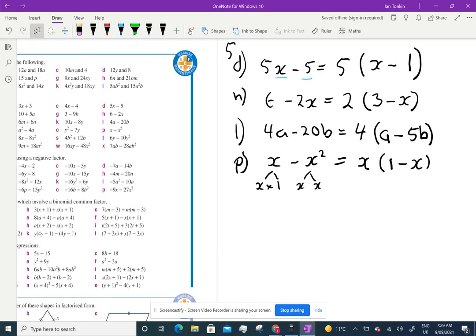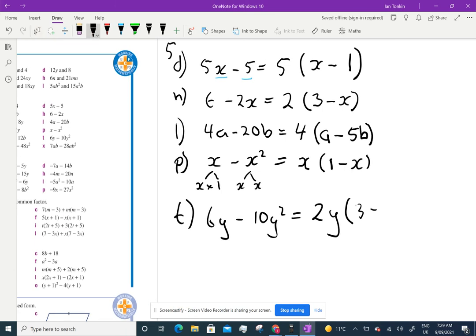Let's go to the next one, T. What numbers are there? 6y minus 10y squared. Well, I can take out 2, and I can take out a y. If I take out 2y out of the first one, I'm left with 3. And if I take 2y out of the next one, I'm left with 5y. Remember, when I say take out, we're dividing out.